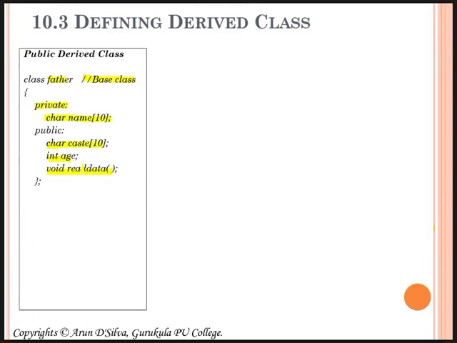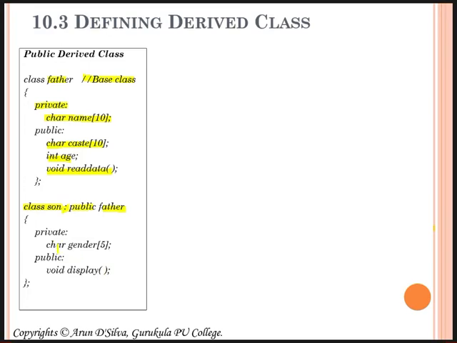So this is the father class. I'm creating one more class, that is a derived class, class son, and then colon. From whom are we deriving? What type of visibility mode did I use? Public. And father, this is the base class, so I am writing here the base class name, that is father. And whatever properties are in this class, I can make use of here.